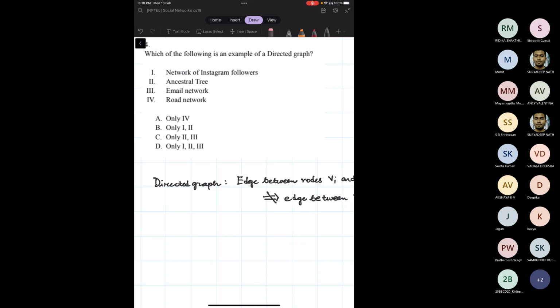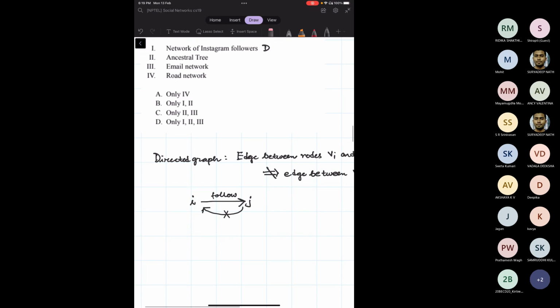So first is network of Instagram followers. I assume most of you are aware of how Instagram works. If in Instagram you follow someone, it does not imply that the other person follows you back. So if you are I and someone is J, and you follow someone, it does not imply there also exists an edge from J to I. So this is not implied.